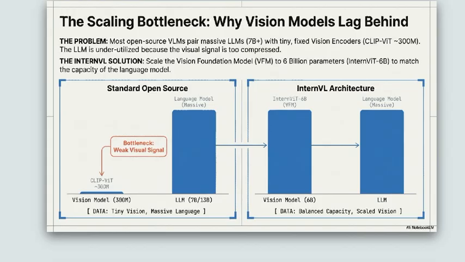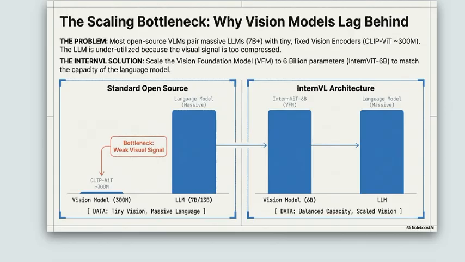Scale the vision. That's their motto. They swapped out those tiny encoders for a monster called InternVT-6B. 6 billion parameters, just for the vision part. Just for the eyes. That is nearly the size of the language brain itself. Why hasn't everyone done this? Is it just expensive? It's incredibly computationally expensive to train, but the paper argues it's necessary.